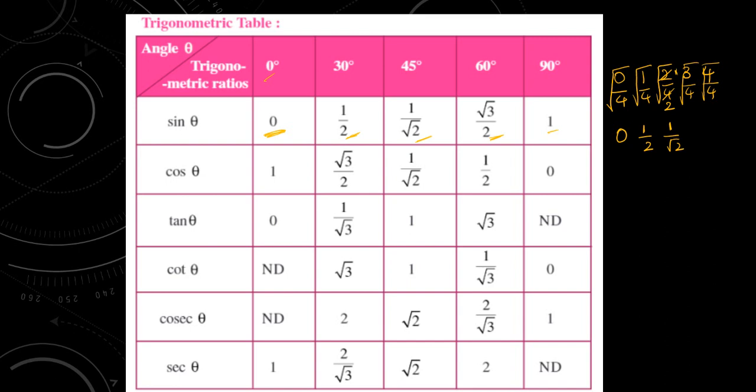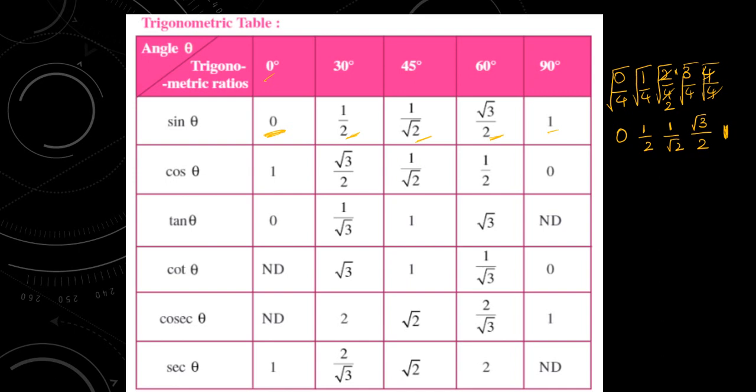Next, square root of 3 by 4 means square root of 3 by square root of 4, which is root 3 by 2. The same way, 4 by 4 is 1, so I am going to have 1. I think you have understood, right? Simply first write down 0, 1, 2, 3, 4, then divide each number by 4, and after that apply square root.